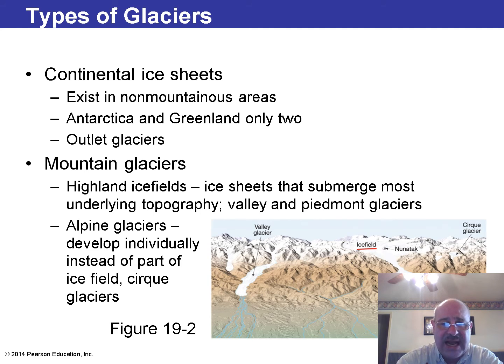Mountain glacier, highland ice fields. There, that's ice field again. So in mountainous areas, okay, we have ice fields, right? Ice sheets that submerge most underlying topography, so you don't see them, all right? If you look at some photos of Antarctica, which I think we looked at in class, the peaks are just now starting to come out of these ice fields, okay?